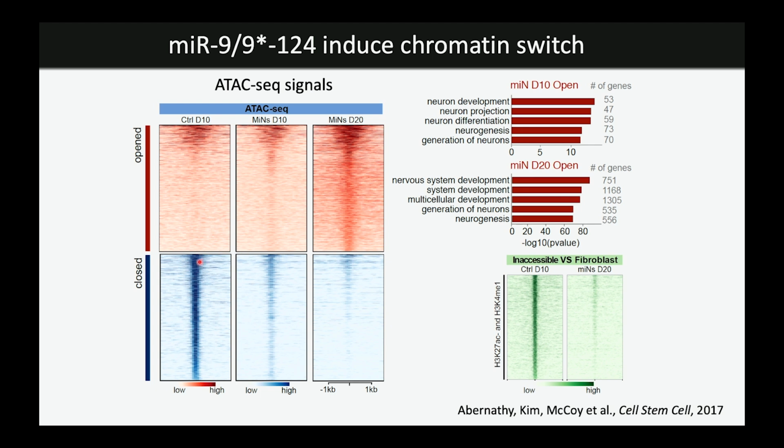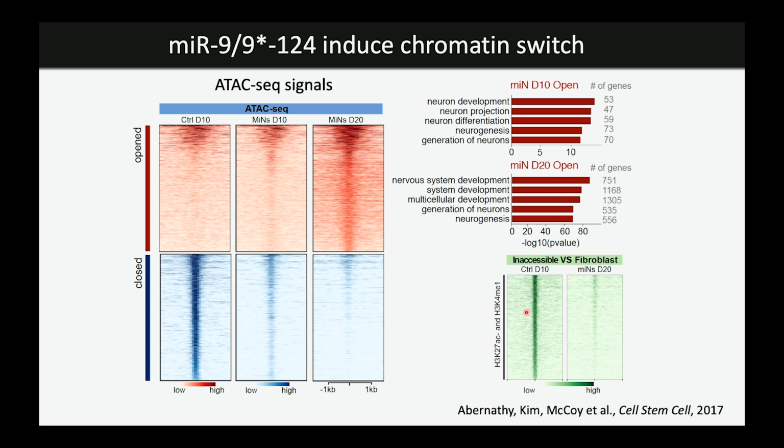And at the same time, you see all these regions that used to be open in fibroblasts, and they also close down over time. And it's a controlled process, because if you look at genes that are either opening up or closing down, they're very specific. If you look at the chromatin locations that open up, and look at nearby genes, they all have to do with neuronal projections and functions and neural differentiation. It's the same thing from day 10, and it becomes more pronounced by day 20 into reprogramming.